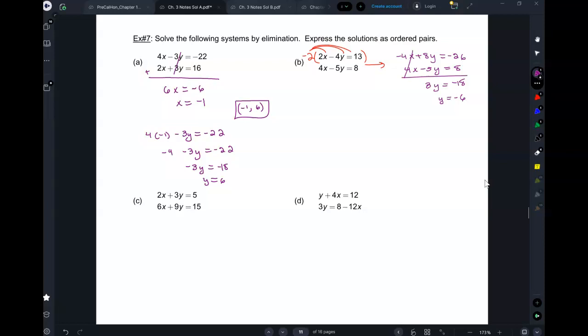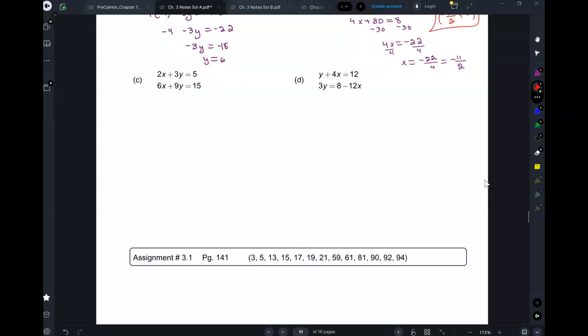So here, let's go to the bottom one. 4x minus 5 times negative 6 equals 8. 4x plus 30 is equal to 8, minus 30, minus 30, 4x is negative 22, divide by 4, x is negative 22 over 4, but I have to simplify that to 11 over 2. And okay, so I got a fraction for that one. Is that okay? Of course it's okay. We don't discriminate.